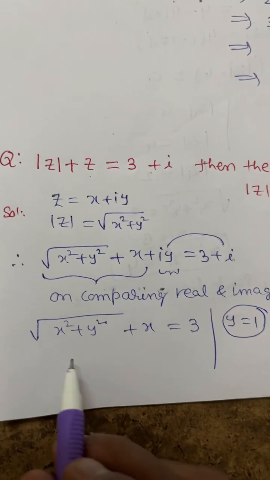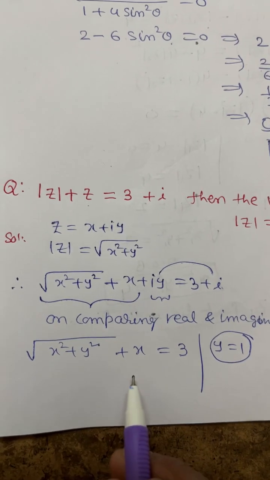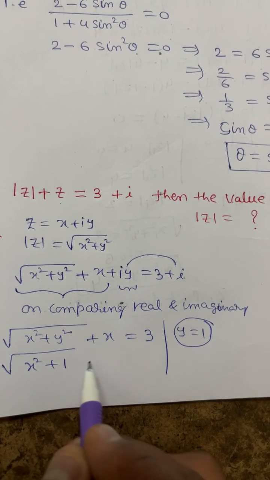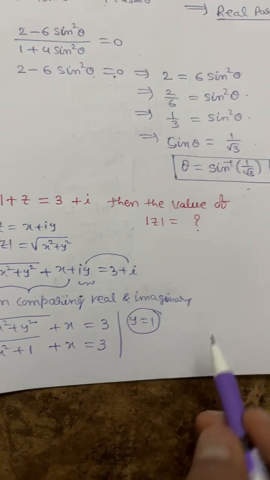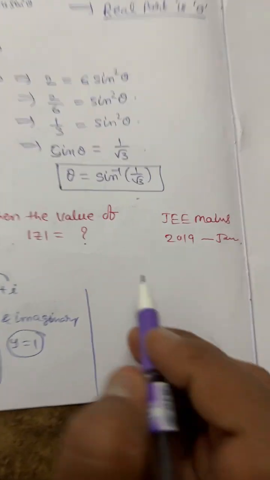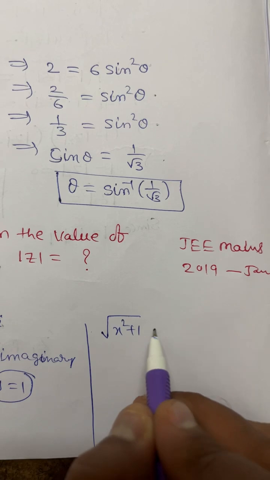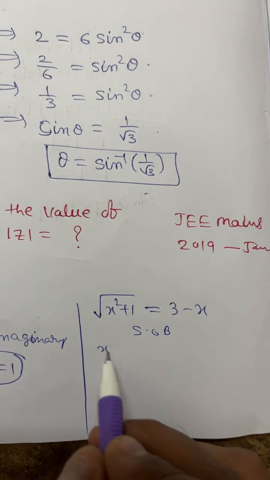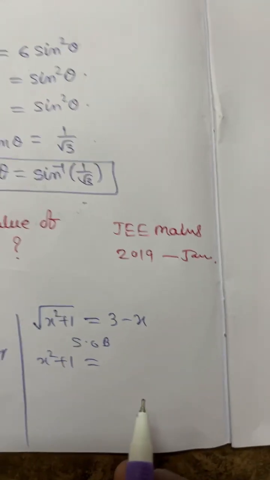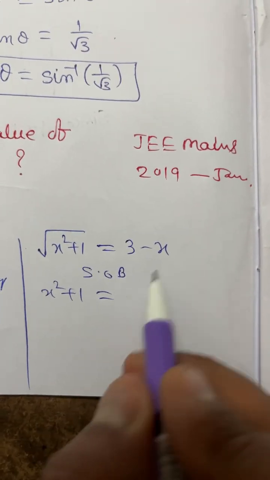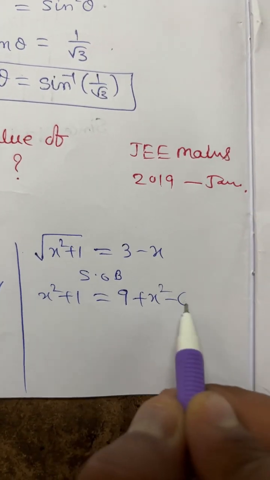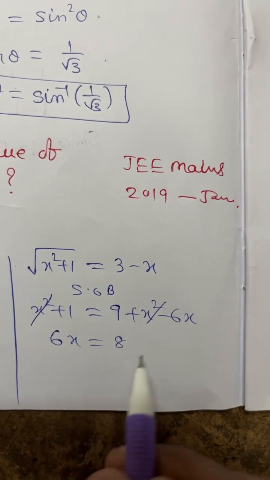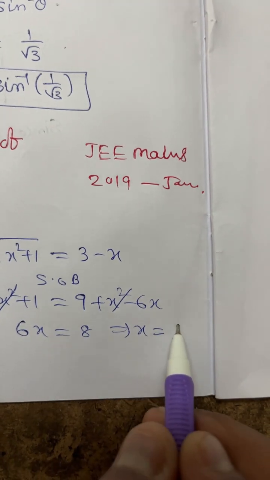Now before simplifying, substitute the y value in this: root x square plus 1 square plus x equals 3. Now I am turning this side. So root over x square plus 1 is equal to 3 minus x, squaring on both sides. x square plus 1 equals 3 minus x whole square, which is 9 plus x square minus 6x. Both x squares cancel. 6x is equal to 8. x is equal to 4 by 3.